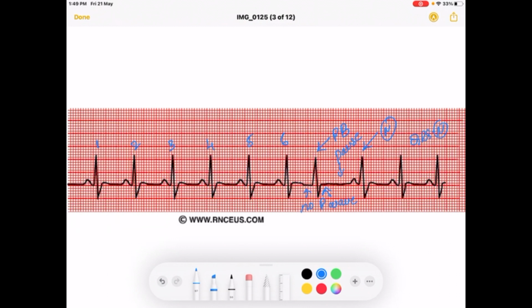So it is not a ventricular premature beat, but a junctional premature beat, and since the P wave is absent, it is a lower nodal premature beat.